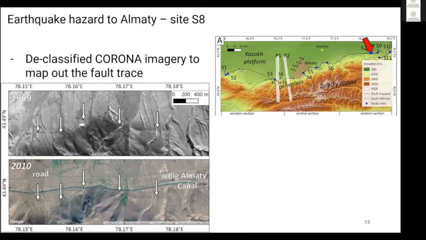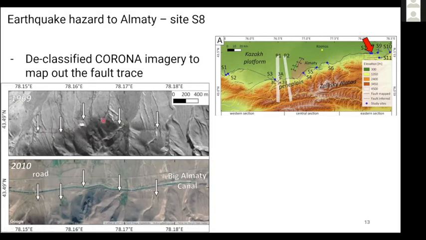So we went back to the archives and we looked at declassified spy imagery from the American spy satellites from the 1960s and 70s. And this is called Corona imagery. And it's freely available. You can download hundreds, thousands of mono and stereo images from the American websites hosted by the USGS or the NASA. And we found an image from 1969. So this image is older than the canal. And there we found that the canal was actually built right on the fault scarp. So no wonder we didn't see the scarp anymore, because the canal is there now.